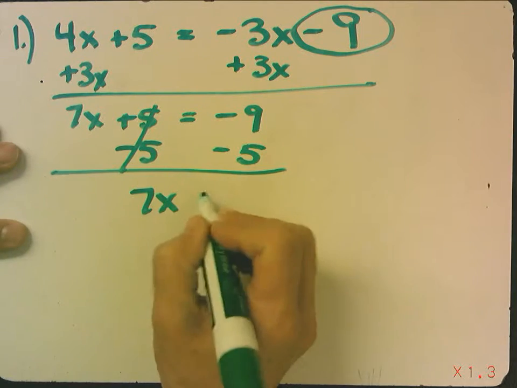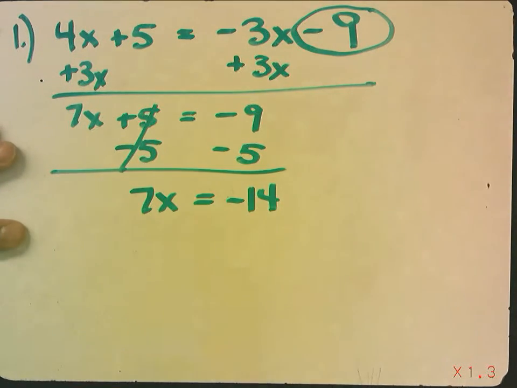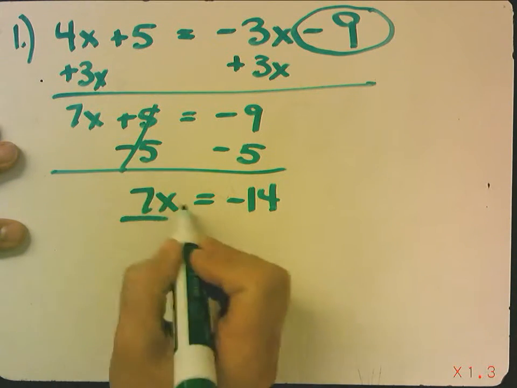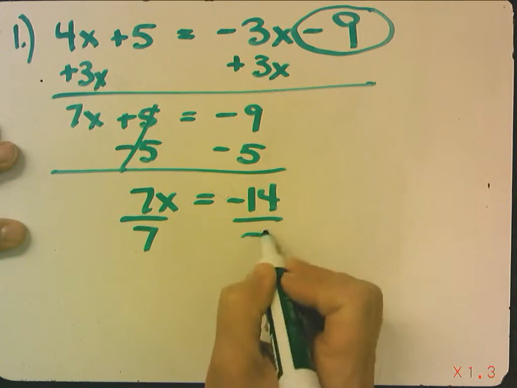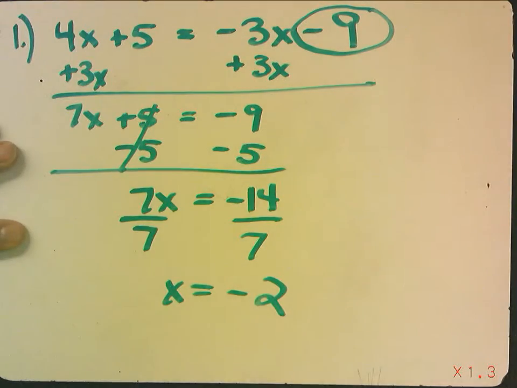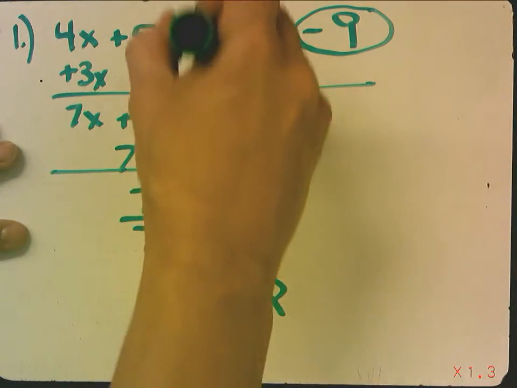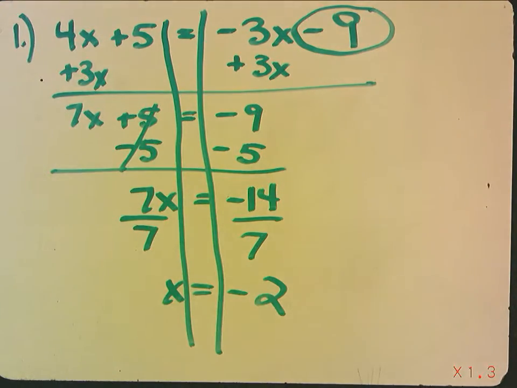So 7x equals negative 14. Now I'm going to be careful to divide the side that has the variable by the coefficient, and I get x equals negative 2. Notice in my work, you can see the equal sign coming down at each step. Okay, now, the next one.